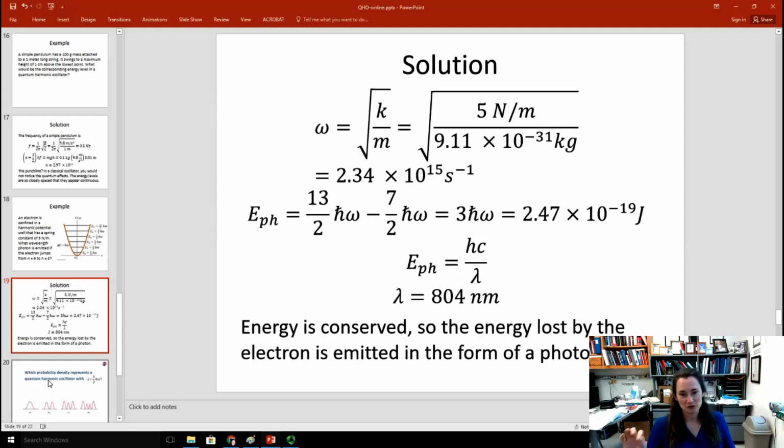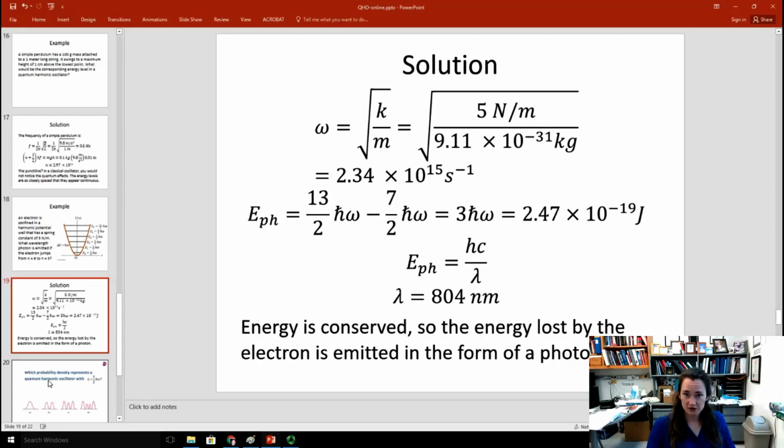Now, the energy of the photon that would be emitted is equal to the difference in the energy levels. In other words, energy is going to be conserved in this system. So any energy lost by that electron when it jumps from a higher energy state to a lower energy state is going to be emitted in the form of a photon. So our energy levels are n plus 1/2 h bar omega. Now if n is equal to 6, then n plus 1/2 is 13 halves. And if n is equal to 3, then n plus 1/2 is 7 halves.